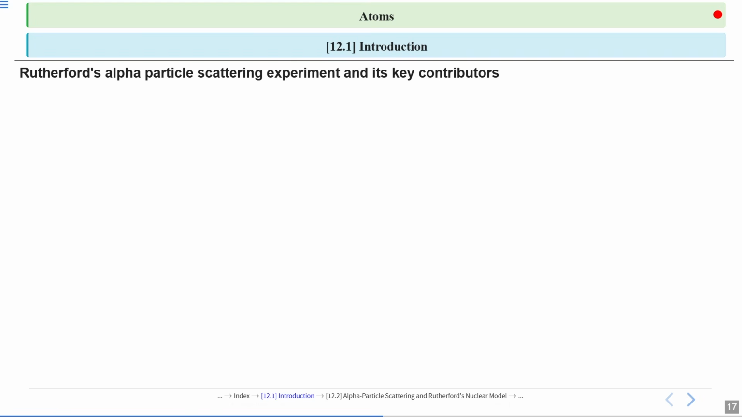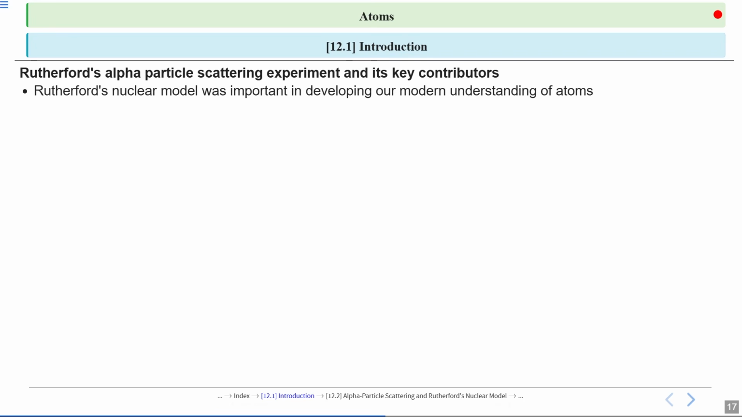Let's look at the Rutherford alpha particle scattering experiment. Rutherford's nuclear model was a huge step forward. It showed that atoms have a tiny dense nucleus at the center with electrons moving around it. This idea helped us move beyond the old plum pudding model, where atoms were thought to be a mix of positive and negative charges spread out evenly.